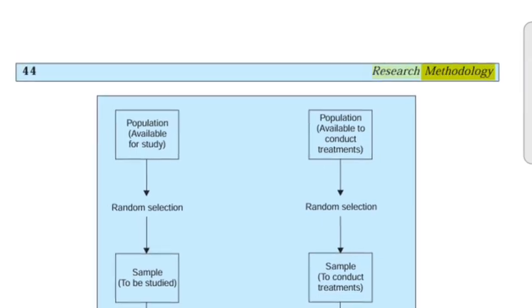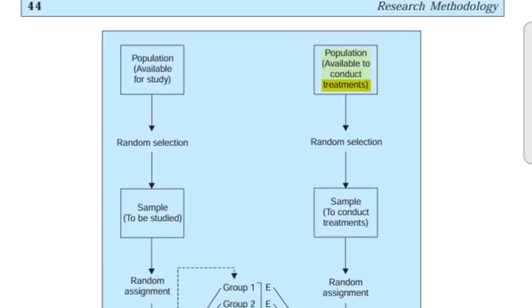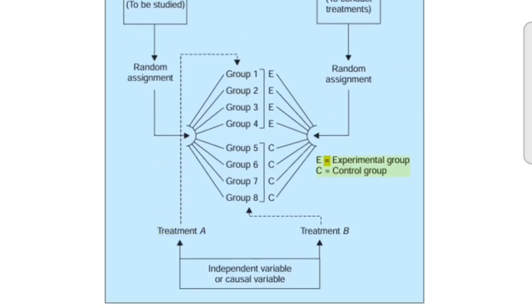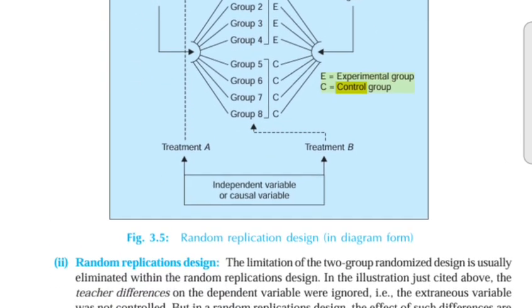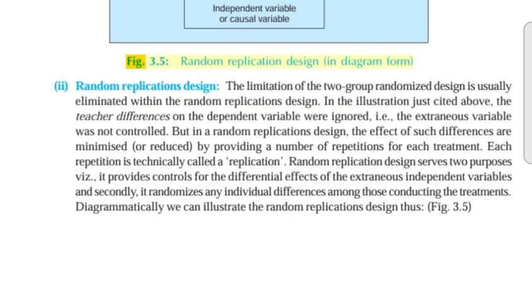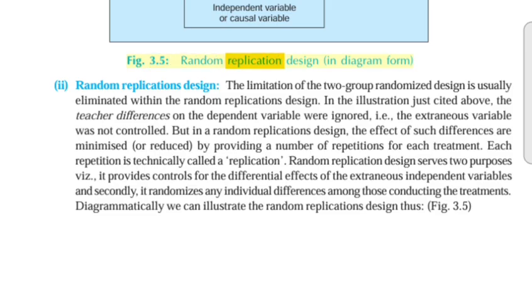Research methodology. Population available for study. Population available to conduct treatments. Random selection, sample to be studied. Random assignment. Random selection. Group 1E, sample to conduct treatments. Random assignment. Group 2E, Group 3E, Group 4E, Group 5C, Group 6C, Group 7C, Group 8C. Treatment A equals experimental. Group C equals control group. Treatment B, independent variable or causal variable. Fig. 3.5. Random replication design in diagram form.